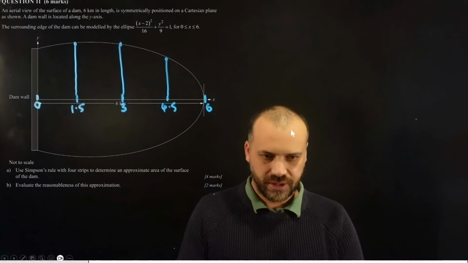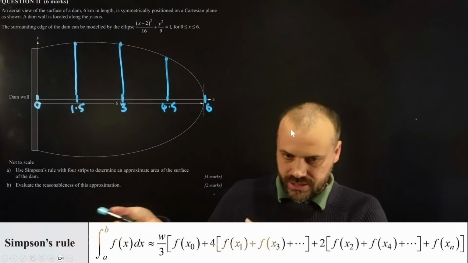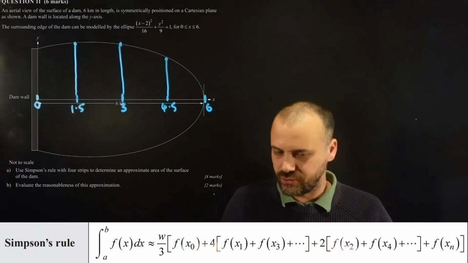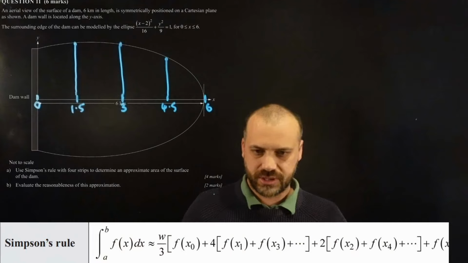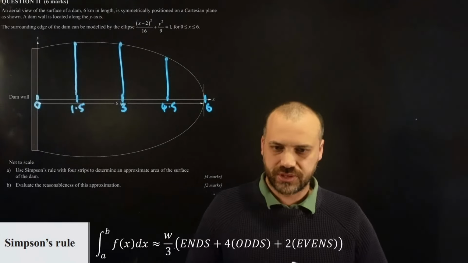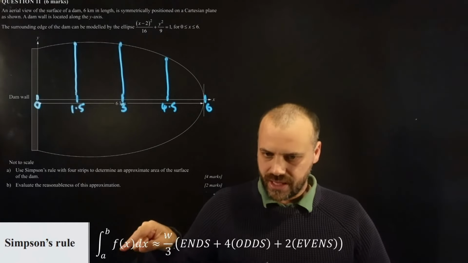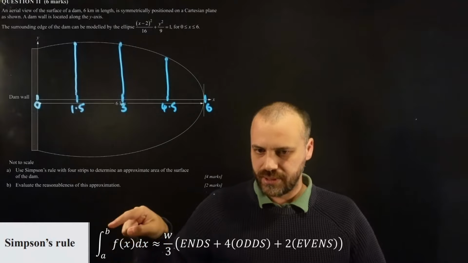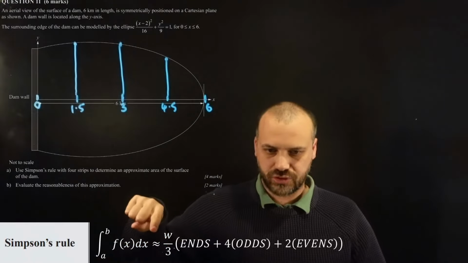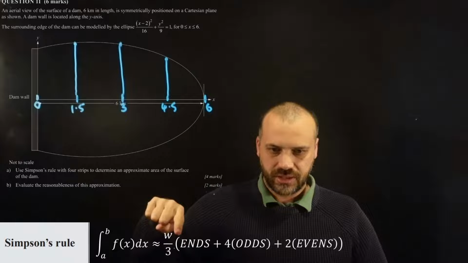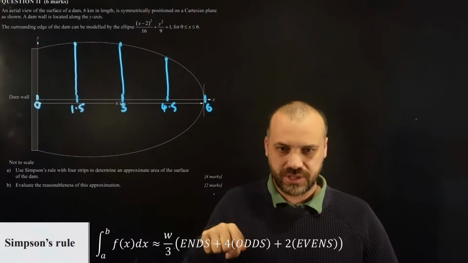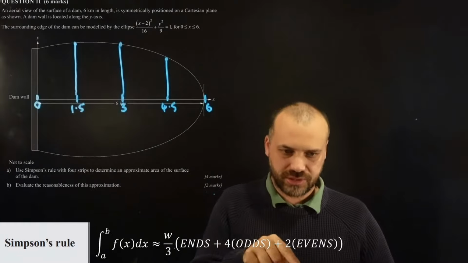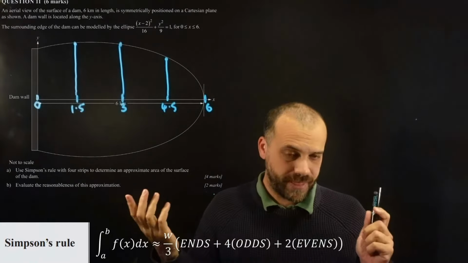Now, this is Simpson's rule as it appears on your formula sheet. It's big and it's scary looking. I prefer a simplified version of Simpson's rule, something like this. The area between A and B is equal to your strip width over 3 times the ends added together plus 4 times the odds added together plus 2 times the evens added together.